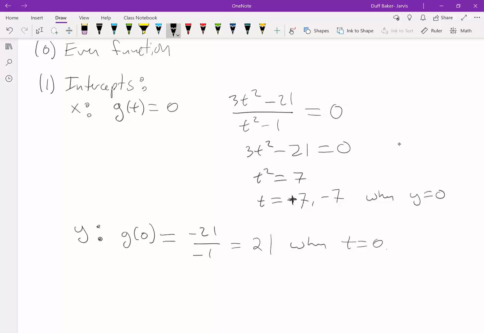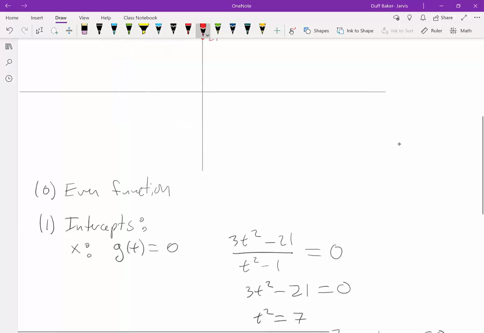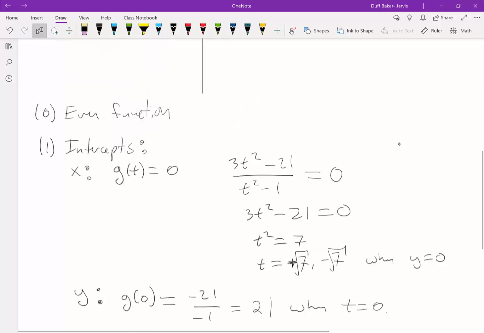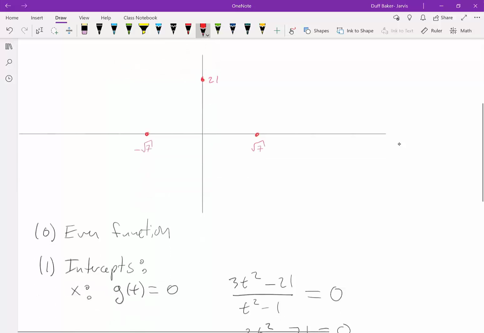So that gives us a couple of points on the graph, 3 points. On the graph, when t is 0, y is up here somewhere at like 21. Oh, I forgot some square roots, right? You should actually take the square root of both sides here. T squared was 7, so t should have been plus or minus the square root of 7. But we just put these on the graph. So let's say root 7 is over here somewhere, and minus root 7 is an equal distance on the other side. Now we have 3 points on this graph. So that's the intercepts.